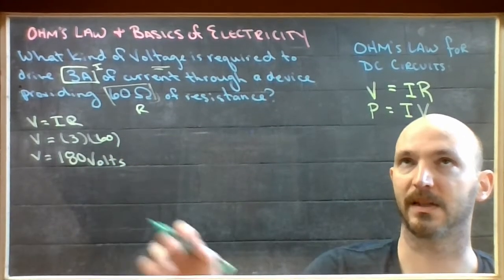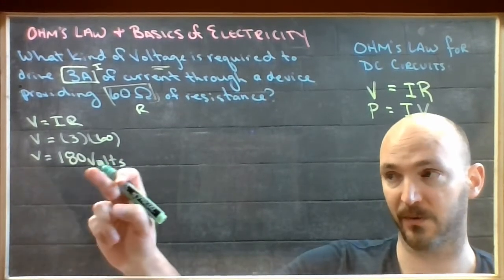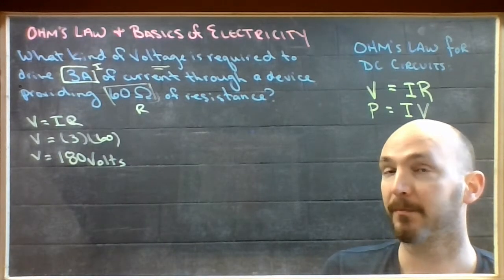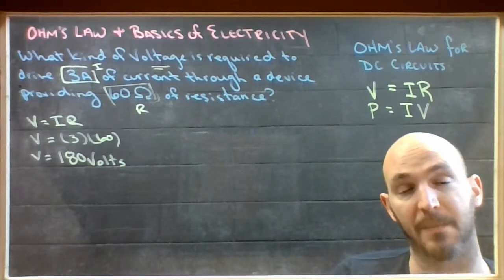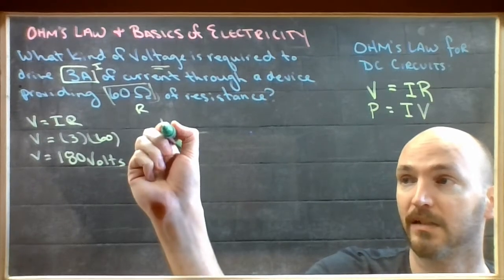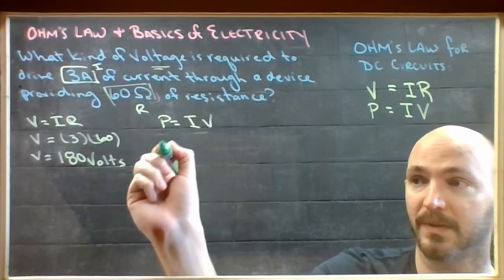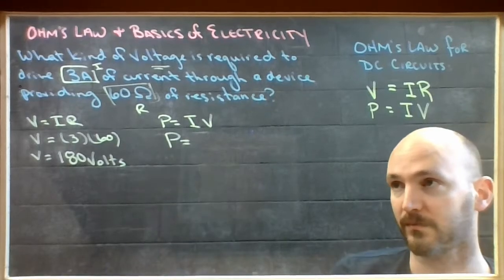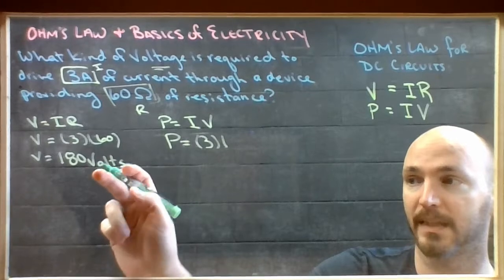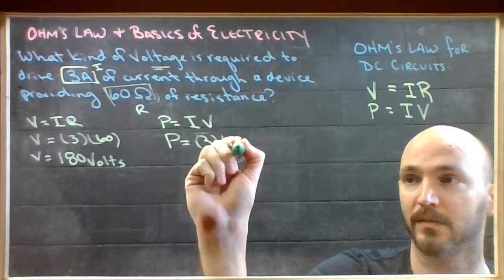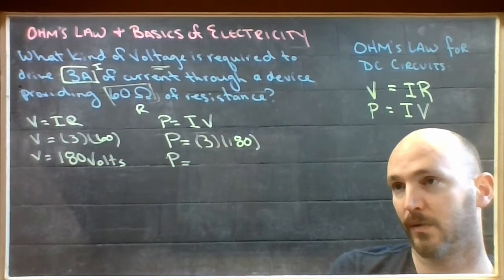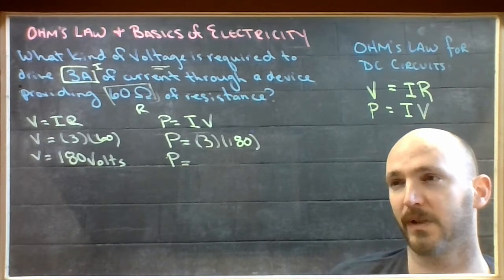I like to write volts at the end so that I don't confuse V, the variable, with V, the unit. It's up to you if you want to do that. So again, in the spirit of completeness, we should grab that power equation and see how much power this thing is consuming. So power is current times voltage. So 3 amps of current operating at this voltage. Oh, 540.